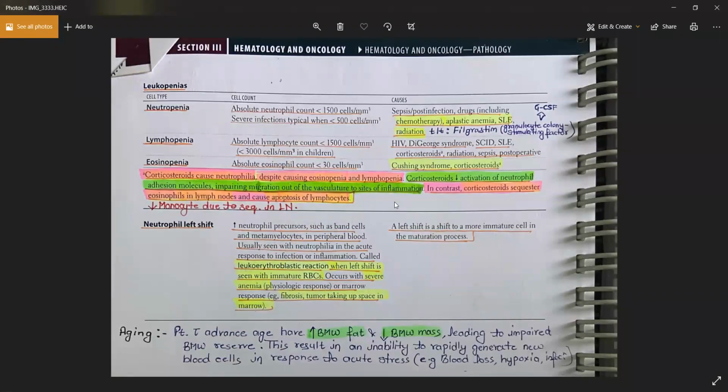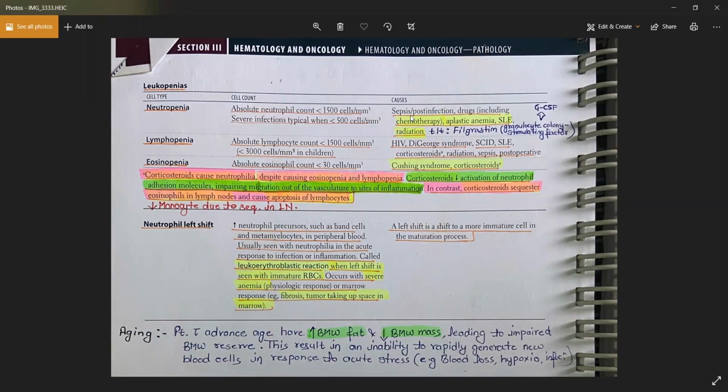Okay, now comes the leukopenias, the different causes of them. First is the neutropenia. Okay, please remember the chemotherapy. Whenever you give the patient chemotherapy, the patient will have the neutropenia mainly. Okay, you will call it an absolute neutrophil count whenever the neutrophil value will reach less than, sorry, 1,500. Okay, and you will call it a severe neutropenia whenever the value reaches less than 500, and at that time the severe infections can happen.